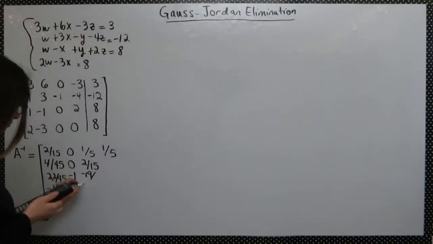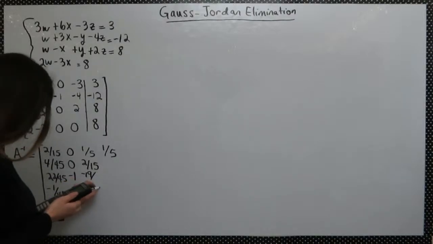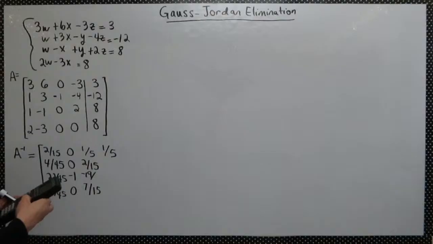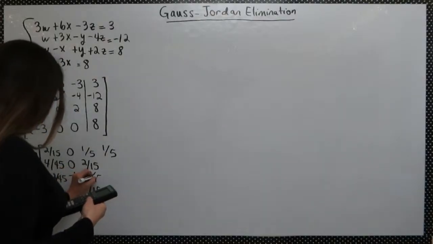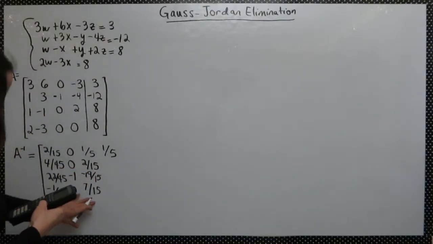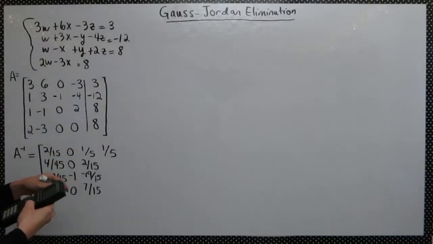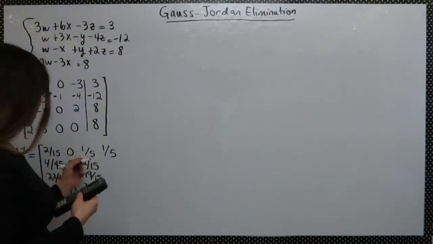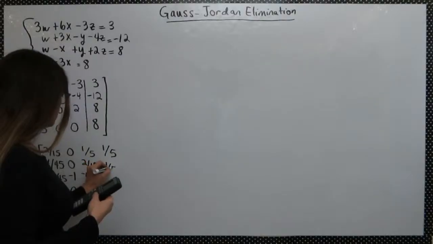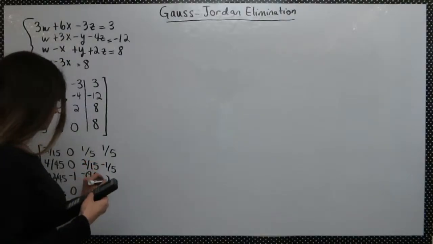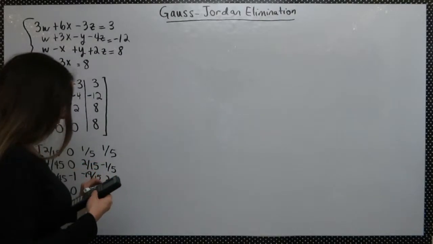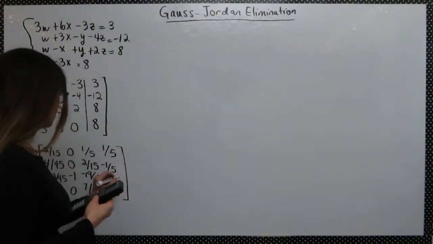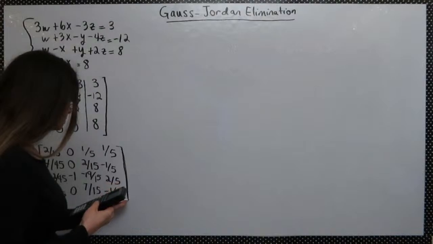0, 7/15, and then I gotta scroll. This was -19/15, 7/15, 1/2, and then that last column was 1/5, -1/5, 2/5, and -1/5.